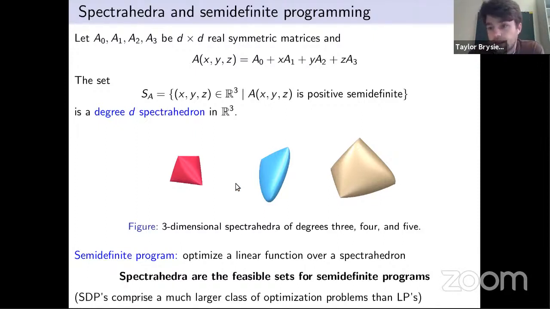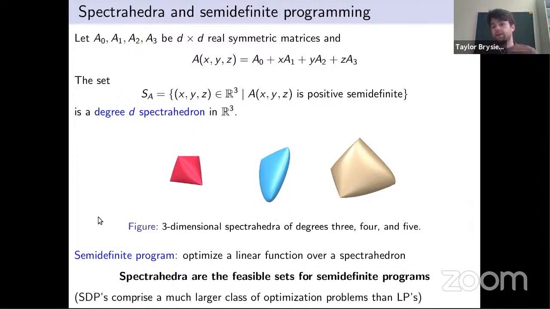And you can draw these, and here's what some of them look like. This is a spectrahedron of degree 3. So this comes from 3 by 3 symmetric matrices. This is a spectrahedron of degree 4. This is a spectrahedron of degree 5, which come from 5 by 5 symmetric matrices.